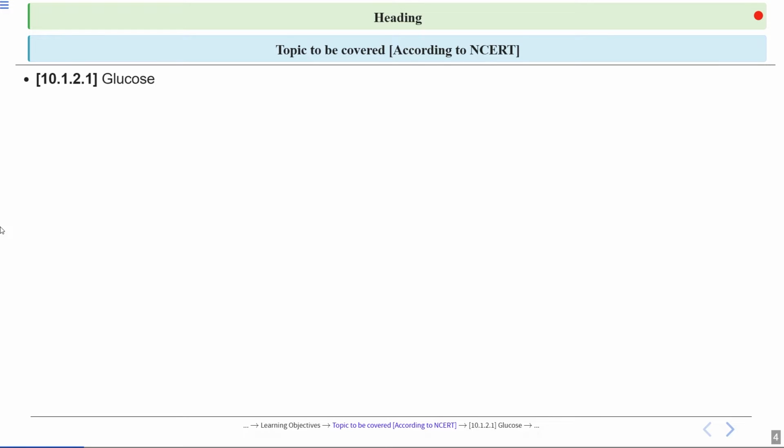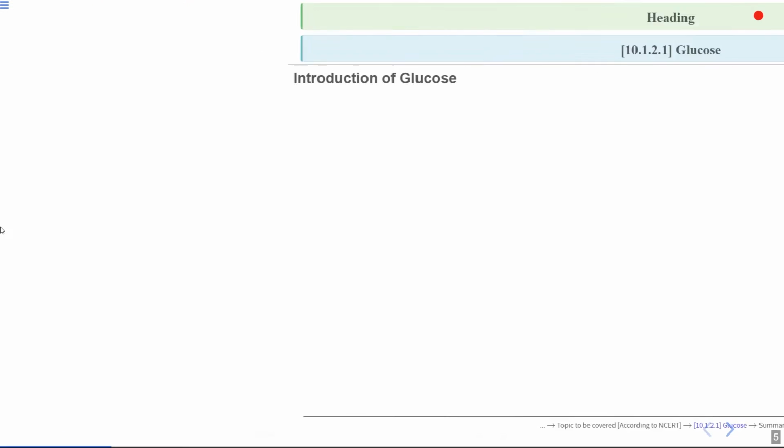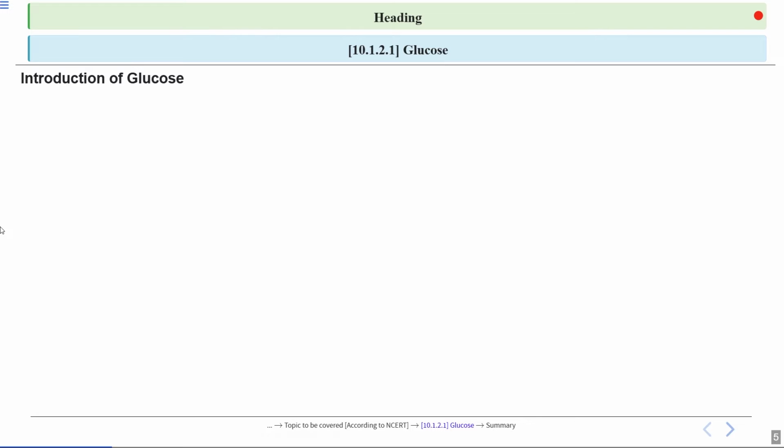Now for your reference, I have mapped the NCERT sections which we are going to cover today. So we will be covering 10.1.2.1, which is glucose. At last, we will summarize whatever we have studied in today's lecture. So let's start with introduction of glucose.